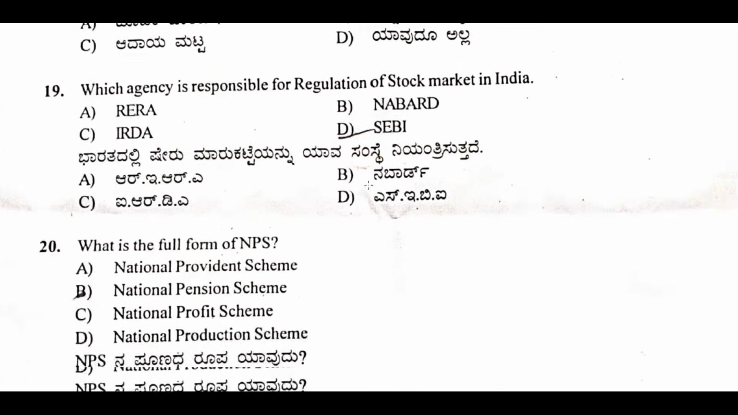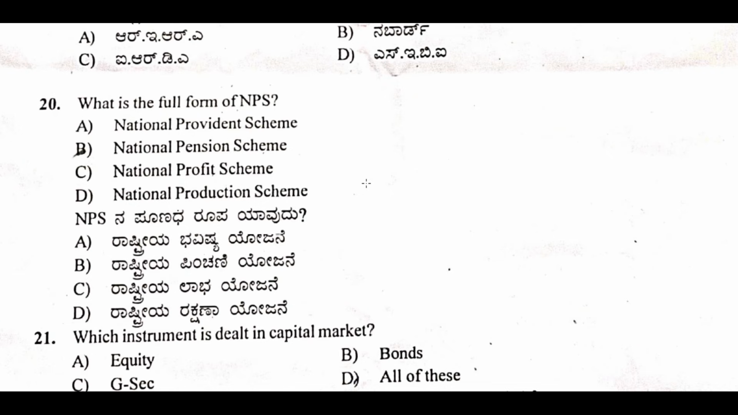Okay, so the next question, what is the full form of NPS? Option A, National Provident Scheme. Option B, National Pension Scheme. Option C, National Profit Scheme. Or is it option D, National Production Scheme? The right option is option B, National Pension Scheme. It is also called National Pension System, a retirement benefit scheme introduced by the Government of India to facilitate a regular income post retirement to all the subscribers.